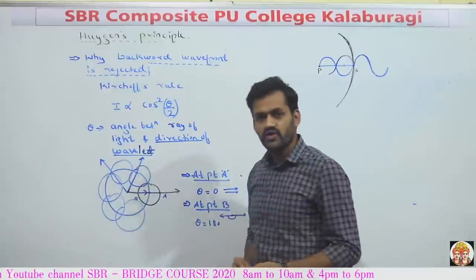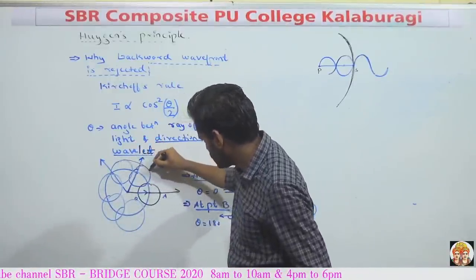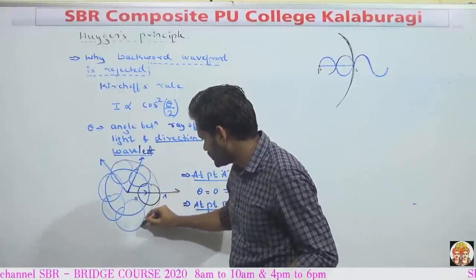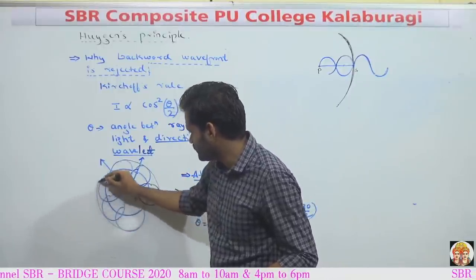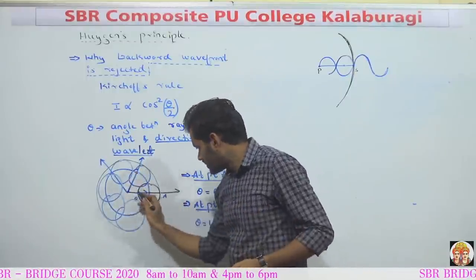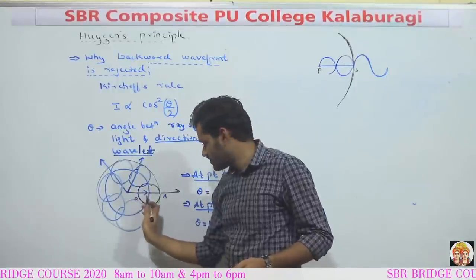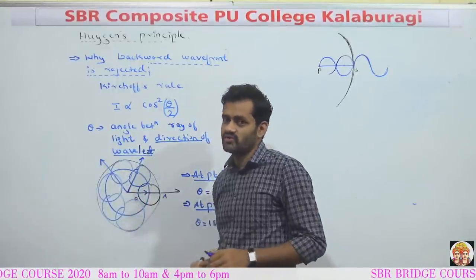Like that, wavelets will get here. Where do you have to draw the tangent? You have to draw the tangent on the surface of secondary wavelets in forward action. You'll get the next wavefront. And we can't draw a tangent here. Why? Because in the backward direction, the energy will not propagate.